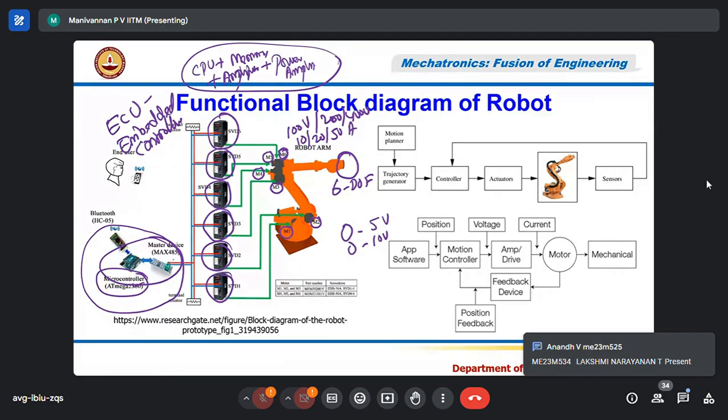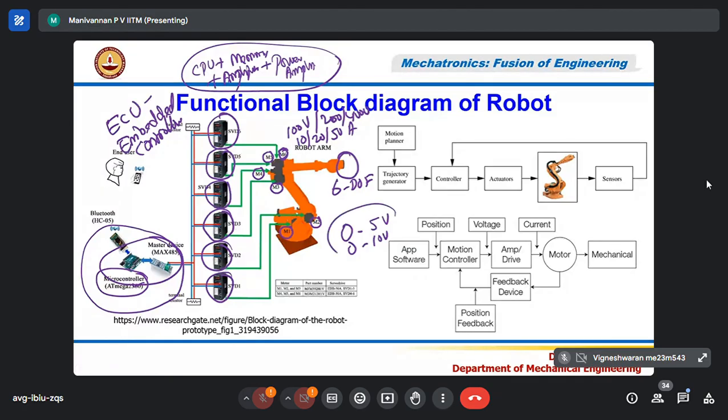So the controller generates voltage in the order of 0 to 5 volts, 10 volts. This voltage cannot be used for driving the motor, so it needs to be amplified further. That is done by these power amplifiers. I say PA1, power amplifier 2, and so on up to PA5 and PA6, because there are 6 motors and each motor needs a separate amplifier.